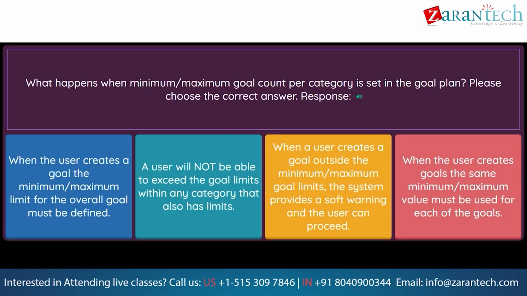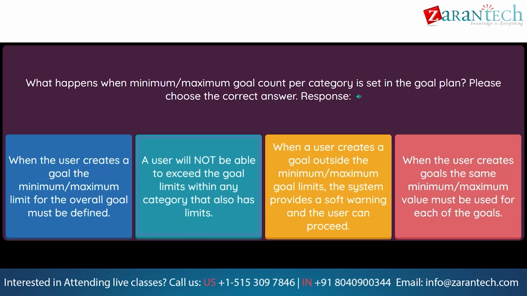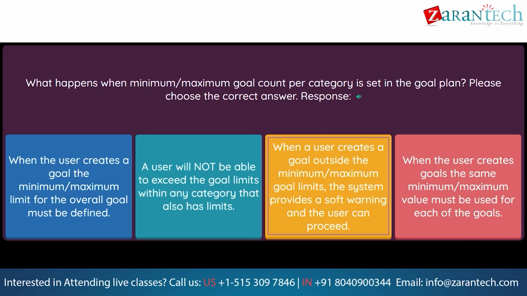Question, what happens when minimum/maximum goal count per category is set in the goal plan? Please choose the correct answer. Response. Option 1 when the user creates a goal, the minimum/maximum limit for the overall goal must be defined. Option 2 a user will not be able to exceed the goal limits within any category that also has limits. Option 3 when a user creates a goal outside the minimum/maximum goal limits, the system provides a soft warning and the user can proceed. Option 4, when the user creates goals, the same minimum/maximum value must be used for each of the goals.